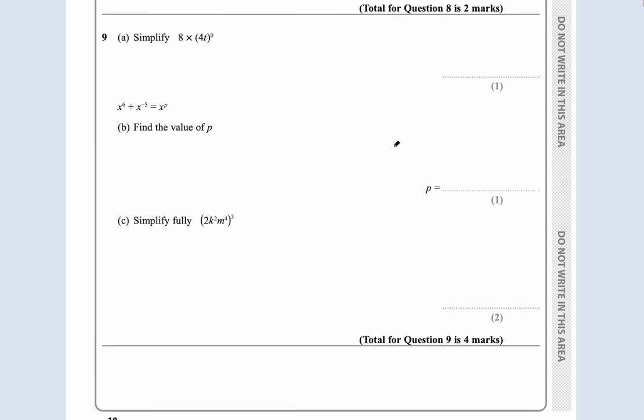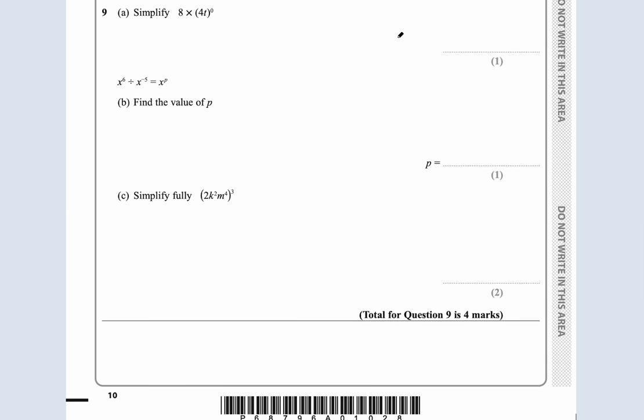Okay, question 9. Simplify this. It's only one mark, guys. Anything to the power of 0 is 1, so it's 8 times 1, which is just 8.